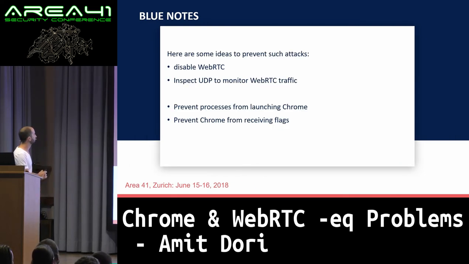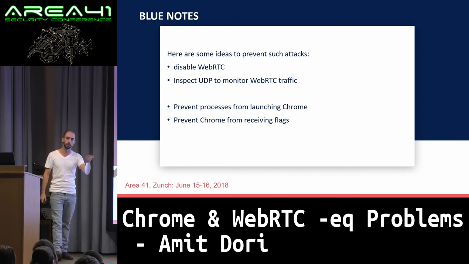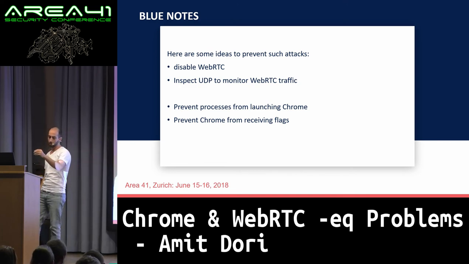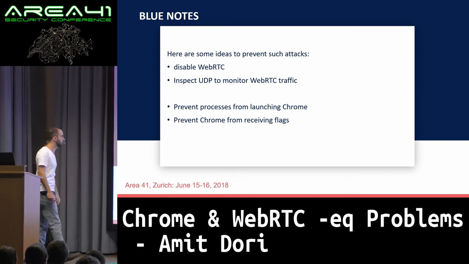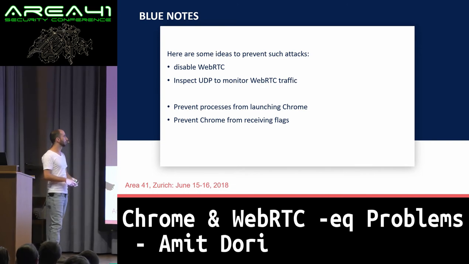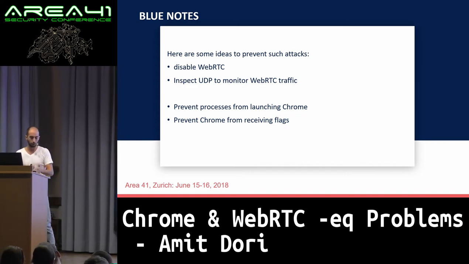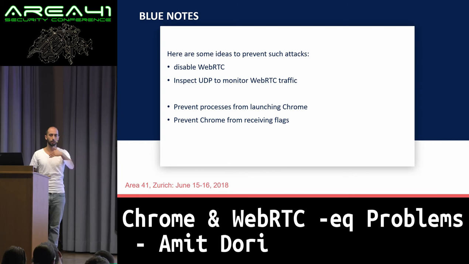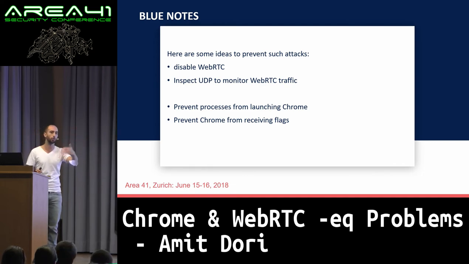Let's talk about some blue notes. If you want to protect from this attack, you can disable WebRTC. Hopefully, it's not as easy as you think. I mean, you can specifically tell the browser, using the Chrome flags page, to disable WebRTC communication. The thing about WebRTC using the signaling protocol is that WebRTC tries to find open ports it can use. So it's kind of hard to block in terms of firewall, but you can try to inspect UDP ports to see if there is WebRTC communication traffic, and then you can go to that machine and check out what this user is doing with WebRTC.